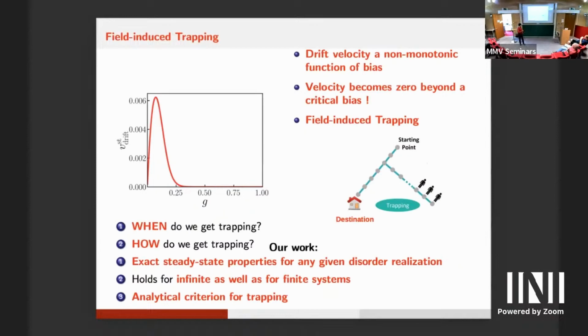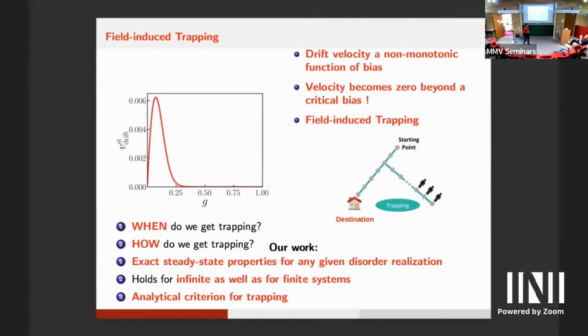In fact, we have a criterion. These are the two distributions for which we derive the results, but the criterion is very general. You give me your choice of distribution and I can put those details into that criterion and tell you whether the system is going to show trapping or not for a given disorder realization. I am not doing any averaging. If you want, I can do averaging, but at the moment I'm not doing any averaging.